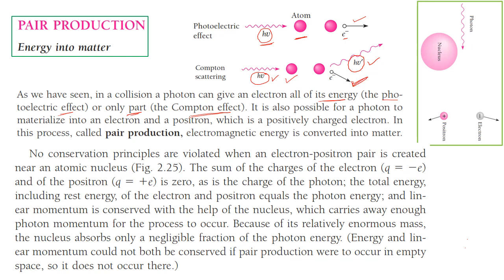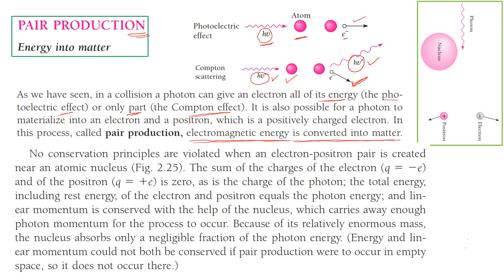So in the photoelectric effect, the total energy is transferred to the electron, and in the Compton scattering, part of the energy is transferred to the electron, and with the rest of the energy the photon is scattered away. The third is pair production. In pair production, a photon, which is an electromagnetic energy basically, is converted into matter.